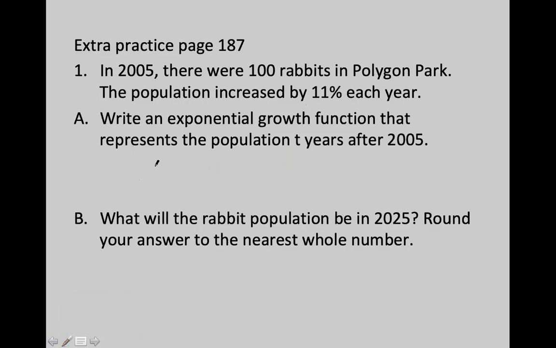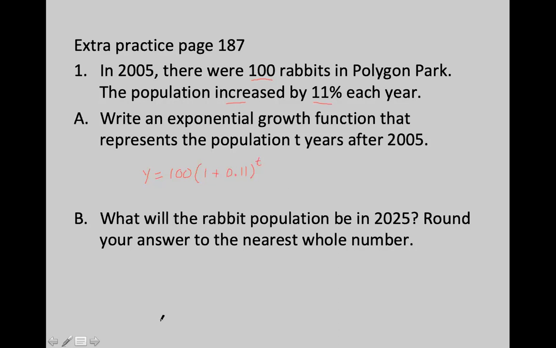Okay, so we need to write a model. And our model is going to look like y equals our a value. Our initial is 100 rabbits. That's our initial amount. It says the rate of growth is 11% each year. So it's growing, rate of growth. It's increasing here, so it's going to be 1 plus our 11%. To write 11% as a decimal, it's 0.11. And it is t years after 2005. So 2005 is our initial year.